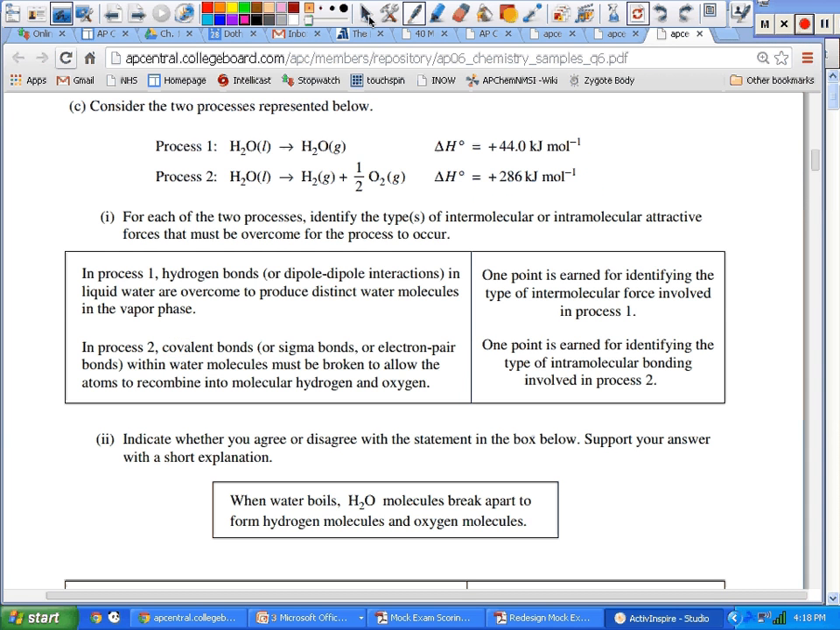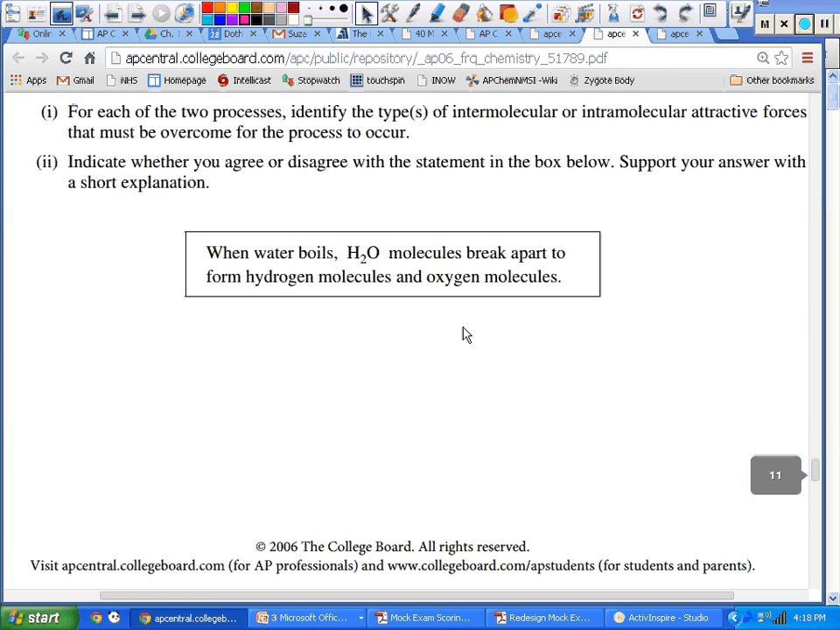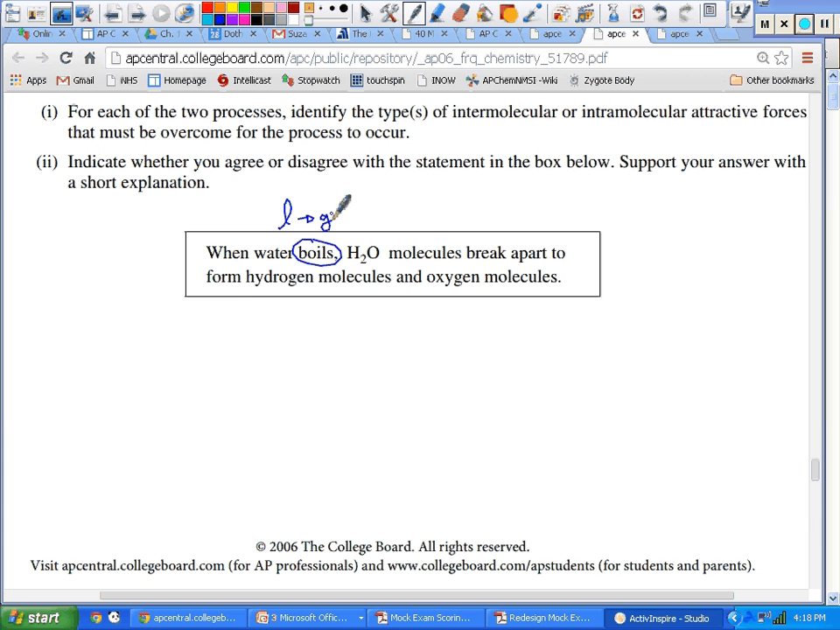All right, the last part: indicate whether you agree or disagree with the statement in the box below. Support your answer with a short explanation. When water boils, we need to know something real quick. What is the state of matter it's going from and to? Liquid to a gas. Is that a physical or a chemical change? This is physical. So what are you breaking? IMFs or bonds? Bonds are within. Are you separating that water molecule? No. So physical means IMFs are broken.